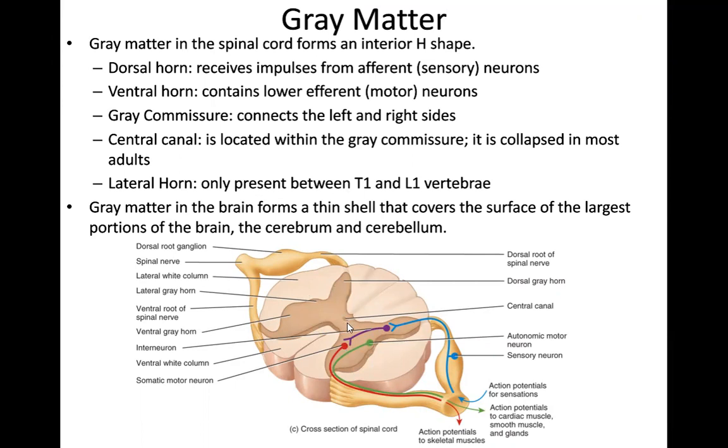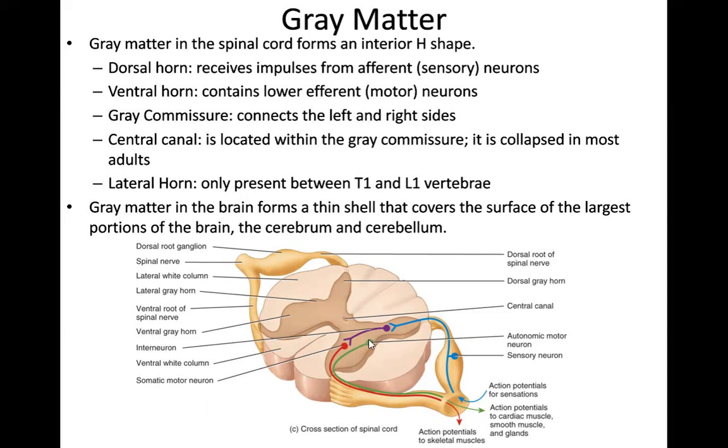In the center of that gray commissure is a central canal, which is a canal that contains cerebrospinal fluid that flows down from our brain. Okay. Only present between T1 and L1 vertebrae is another set of horns. These are what we call lateral horns.